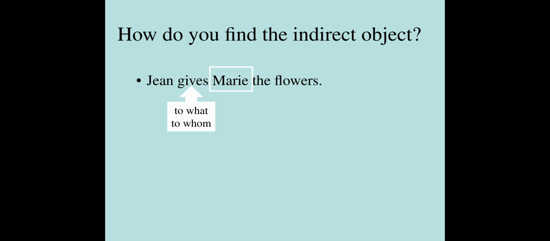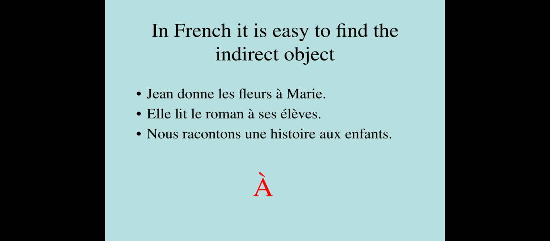So again, we're asking, Jean gives Marie the flowers. To whom is Jean giving the flowers? He's giving them to Marie. So in French, it's a little easy to find the indirect object. It usually comes after the word à with an accent grave.